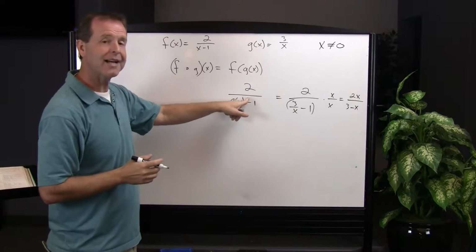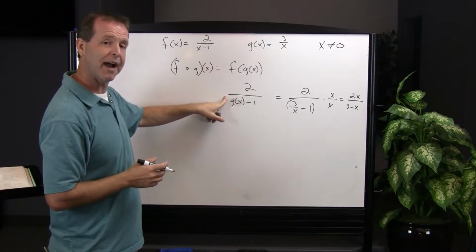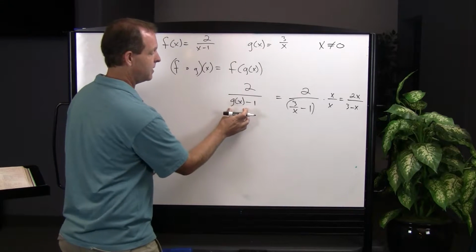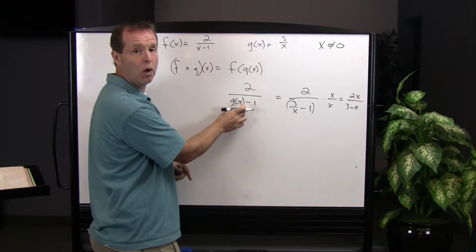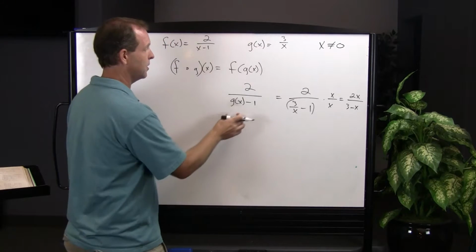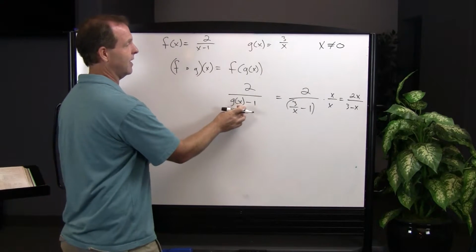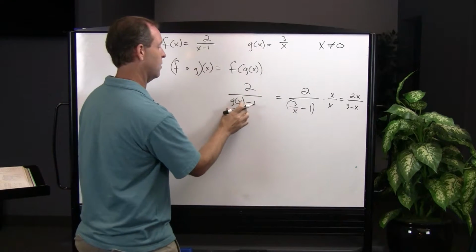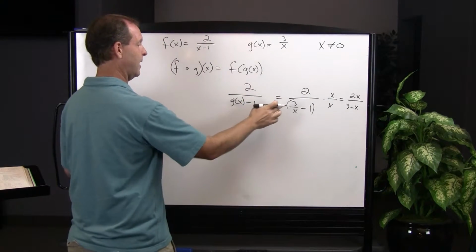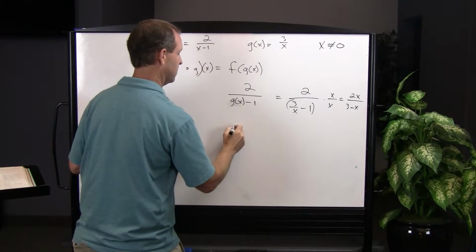Secondly, we look at our composite function, 2 all over g of x minus 1. Again, we can't divide by 0, so how do we protect this from being 0? I have to make sure that g of x cannot equal 1, because 1 minus 1 equals 0, and my function blows up. So we have to make sure that g of x doesn't equal 1, and g of x in this case is 3 over x.